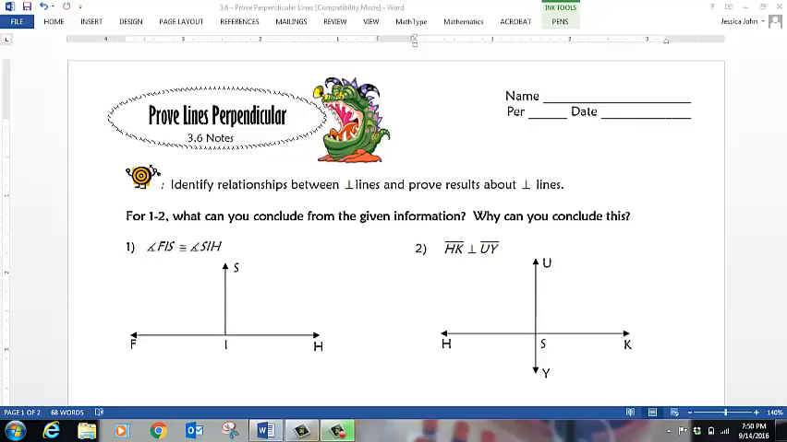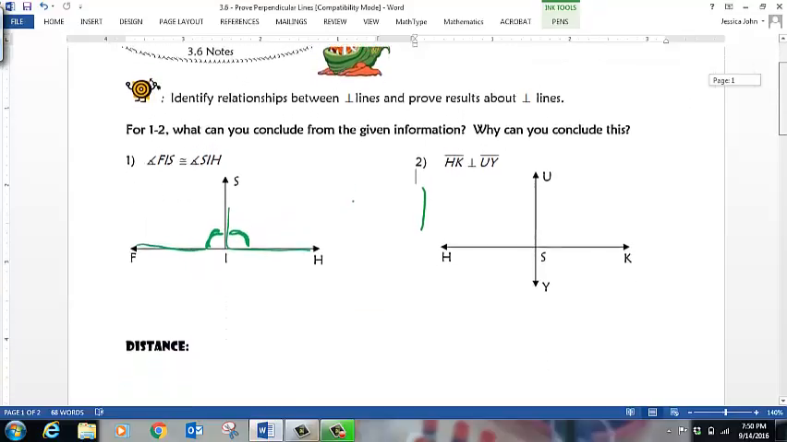Okay, so let's take a look at number one and number two. It says, what can you conclude from the given information? Well, for number one, it says angle FIS, so that's this angle here from F to I to S, is congruent to angle SIH, so from here to here to here. So if those are congruent, what other information would we know in this diagram?